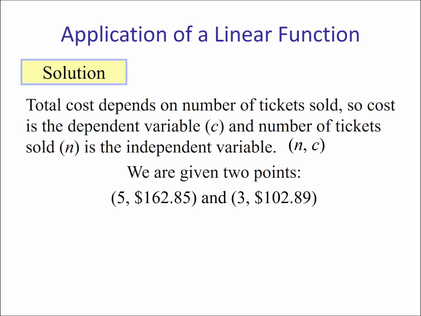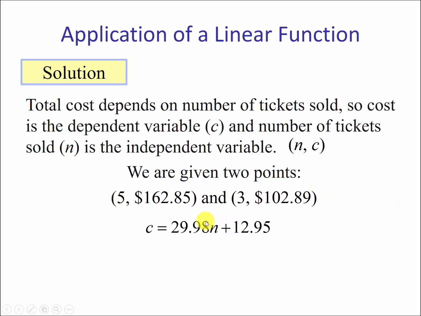We are given 2 points. 5 tickets cost $162.85. There's our first point. And our second point, 3 tickets cost $102.89. So we find the equation of the line that contains these 2 points. You should get C equals 29.98 times N plus 12.95.